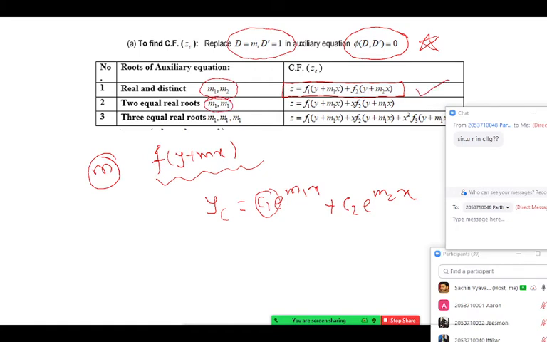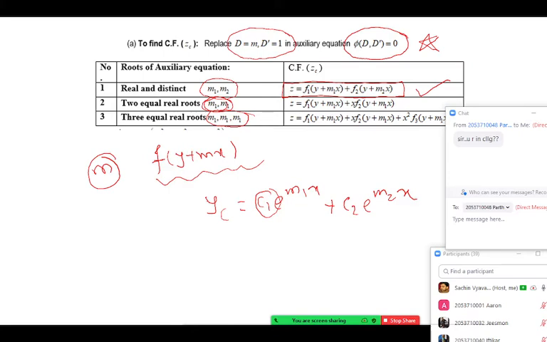If m1 is repeated, we say f1 of y plus m1x plus x f2 of y plus m1x. So it is y plus m1x only, but the functions will be different, f1 and f2. Just like c1 plus c2x, here we write f1 plus x f2. That is the way we deal with the repeated root. If it is repeated thrice, we have f1 of y plus m1x plus x f2 of y plus m1x plus x square f3 of y plus m1x. So we have to go on in the same fashion. Which case is missing here?